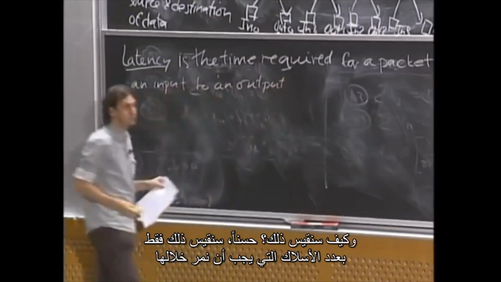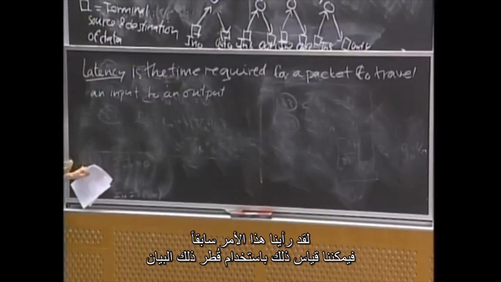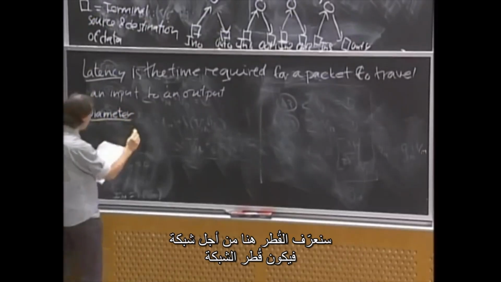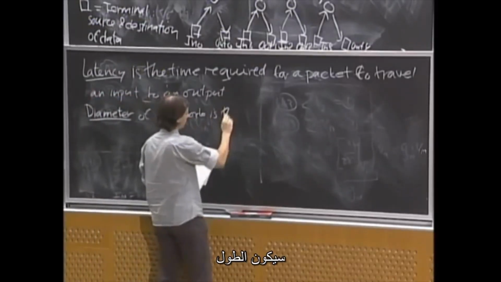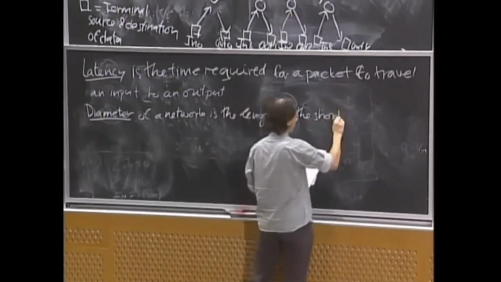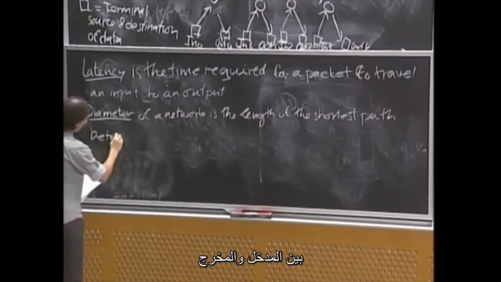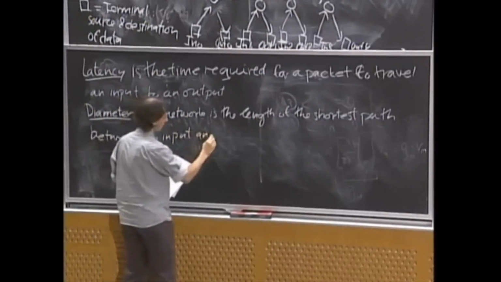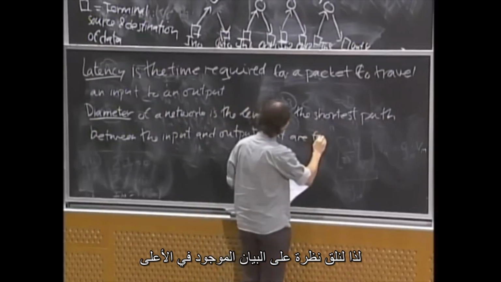And how are we going to measure this? Well, we're just going to measure this by the number of wires that we need to go through. So this you have seen before. We can measure this by the diameter of that particular graph. So here we will define it for a network. The diameter of a network is going to be the length of the shortest path between the input and output that are furthest apart.